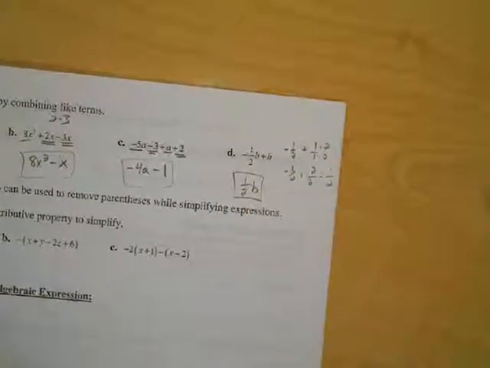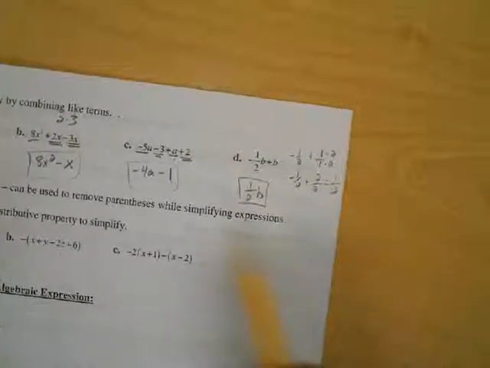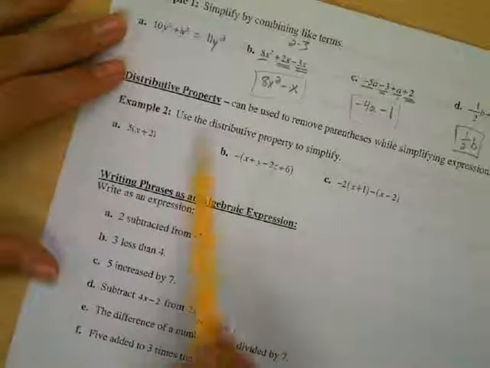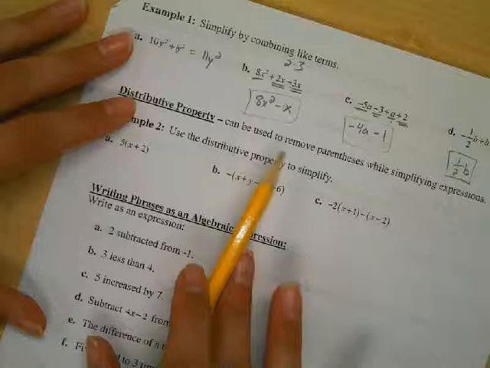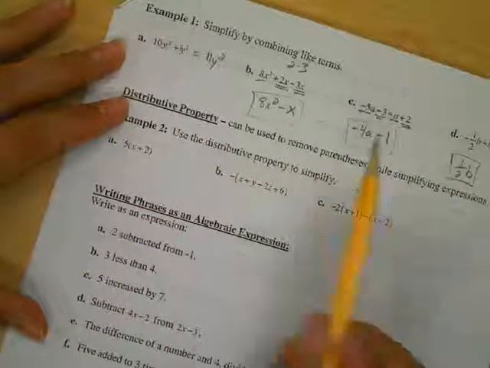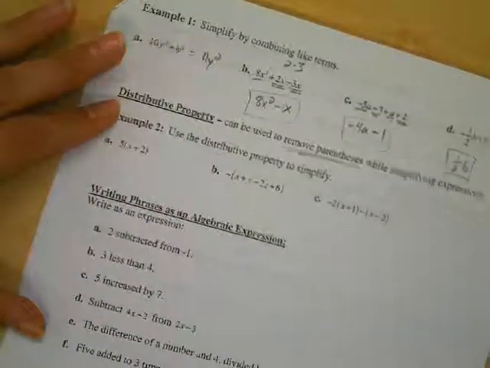Okay, positive 1/2 b. You do need to still be able to work with those fractions. It's very important. Okay, so use the distributive property to simplify. Now it's important that you note that the distributive property can be used to remove parentheses while simplifying expressions.